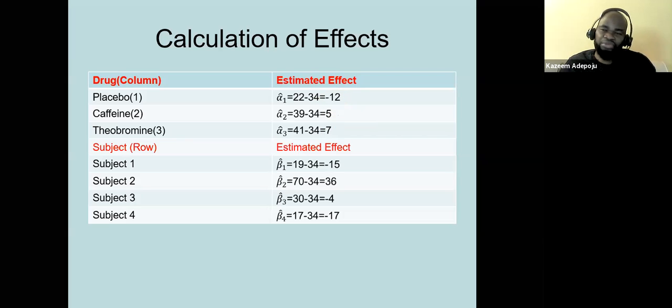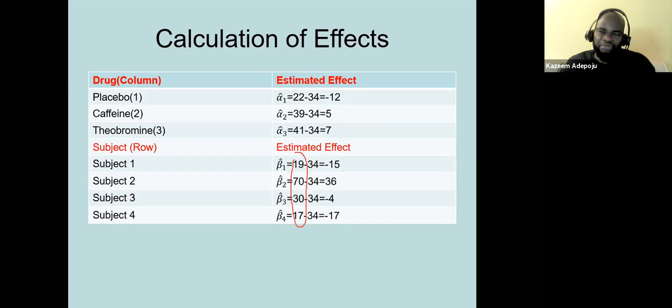I'm actually going to do the same thing for subjects. Okay, I don't need to recalculate my grand mean. My grand mean is 34 or 32. The only thing I'm going to do right now is to find the mean associated with subject 1, the mean associated with subject 2, the mean associated with subject 3, and subject 4.